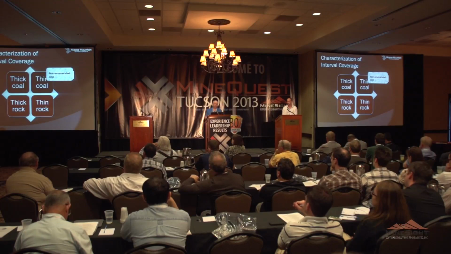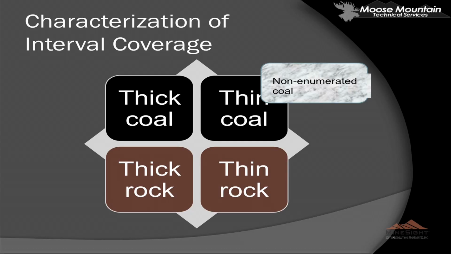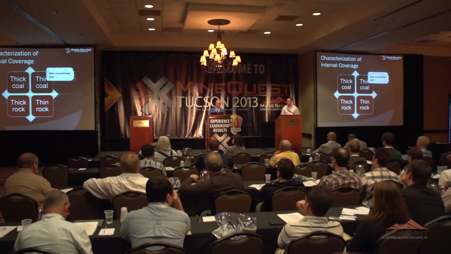One further characterization that may be appropriate. I mentioned 160 unique seam split codes on the project we're working with. Of course, not all of these are going to be modeled, especially not early in a project's lifespan. So non-enumerated coal are those coals that are identified as coal but haven't been given a valid seam code for the project we're going to work on.